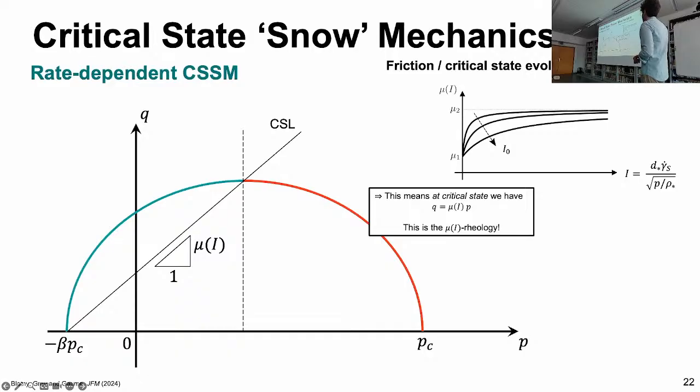And this is the typical functional form that is used in the mu of I rheology. There are also other choices, but this is a typical one where mu increases from a lower value mu1 to an upper value mu2 asymptotically as you increase the inertial number. The inertial number is given by the intrinsic diameter and density of the grains, and also the strain rate and the pressure.